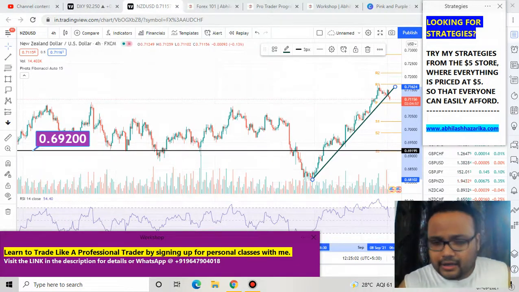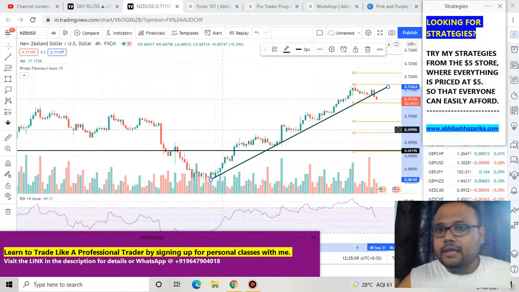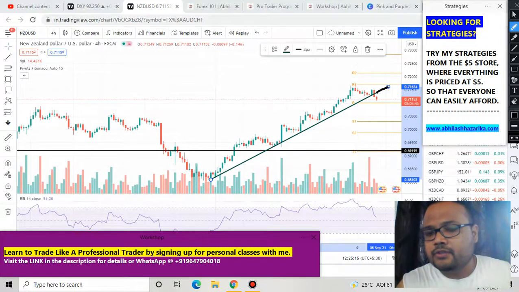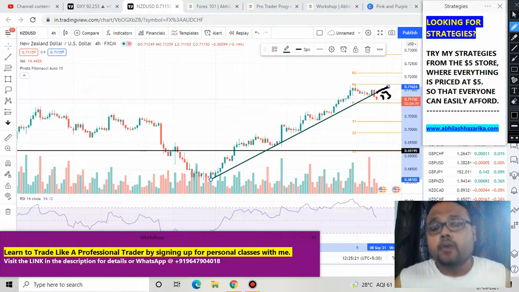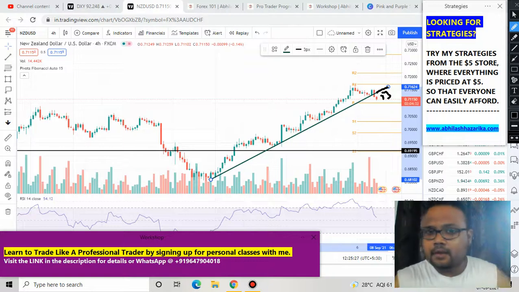Right now we do not have any clear picture about the US dollar, therefore we cannot be too sure or too certain about the New Zealand dollar US dollar. So again I'm saying, if the market regains its position above this trend line, you can go for a buy. That's it. And please follow proper risk management. Do not risk more than 2 to 3% of your trading capital. That's a request, so that you can protect your capital in case your trade goes against you.